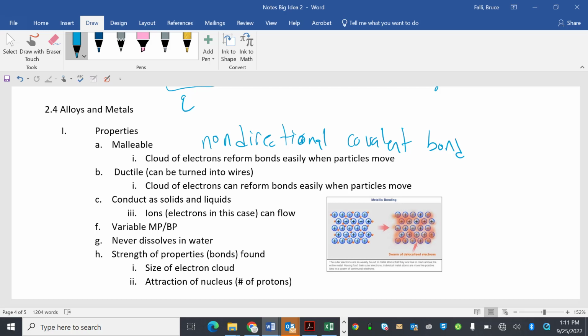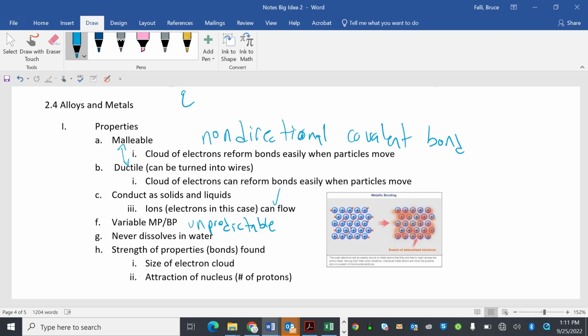Ductile means you can be changed into wires. I have a hard time telling the difference between them, and I've never fallen into a problem with that. Think of ductile as being malleable into a wire. They conduct as solids and liquids. Ions, electrons in this case, can flow. They have variable melting point and boiling point. That means it's unpredictable. They never dissolve in water.